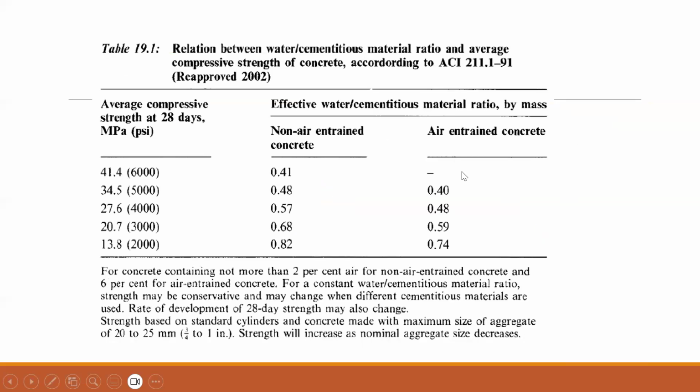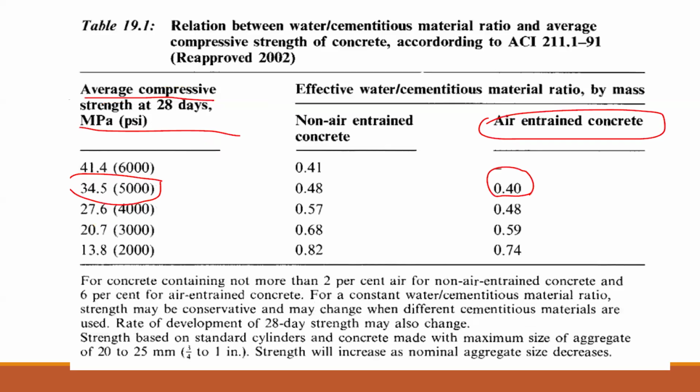Okay, next one. What can we find from this? If we know whether we are designing for air entrained or non-air entrained, we can find out the effective water to cement ratio, isn't it? So effective water to cement ratio, if we know the strength of our hardened concrete. So what is the strength that we were looking for? 34.5, and it is air entrained concrete. So the effective water to cement ratio is 0.4. Is that right?